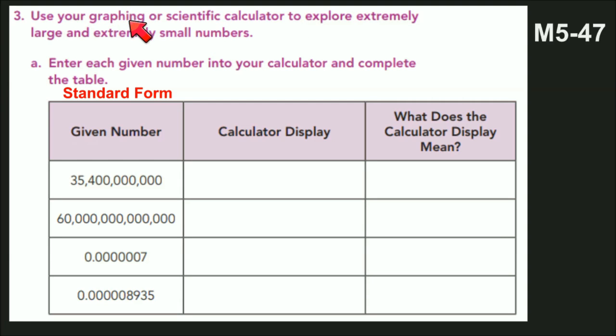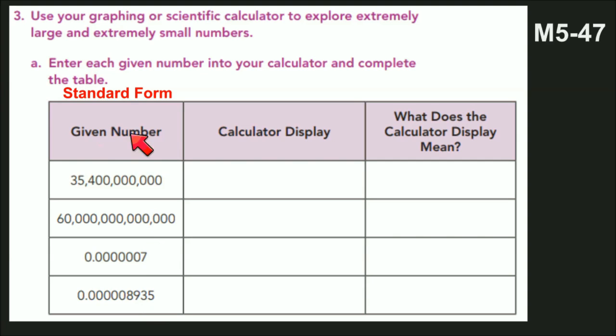Mr. Schrog, you might have graphing or scientific calculators, either way. Let's look down at A. Again, everybody following along. Enter each number into your calculator and complete the table. Alright, so if we look at what they've given us, a number.